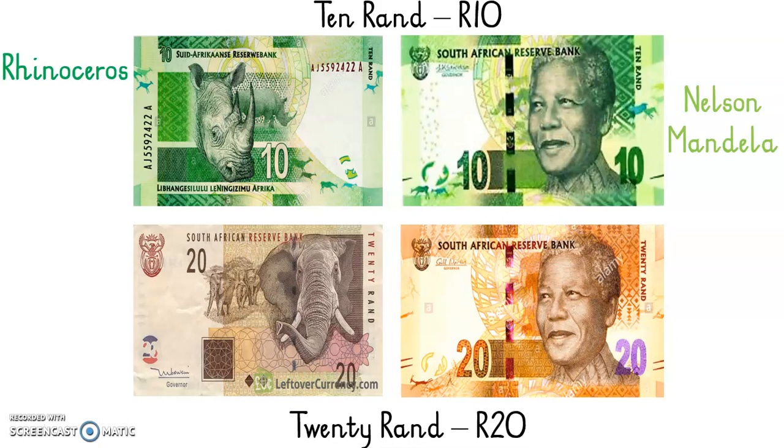We write it as follows: 20 rand, or 20 rand with the number. The color of a 20 rand banknote is brown. On the left, the 20 rand has an elephant on it, which is part of our big five. And the one on our right, as I mentioned before, has got Nelson Mandela on it. He represents all the new banknotes.